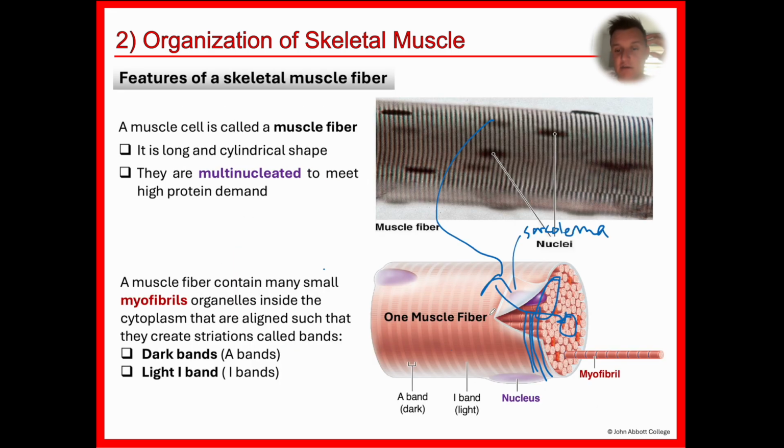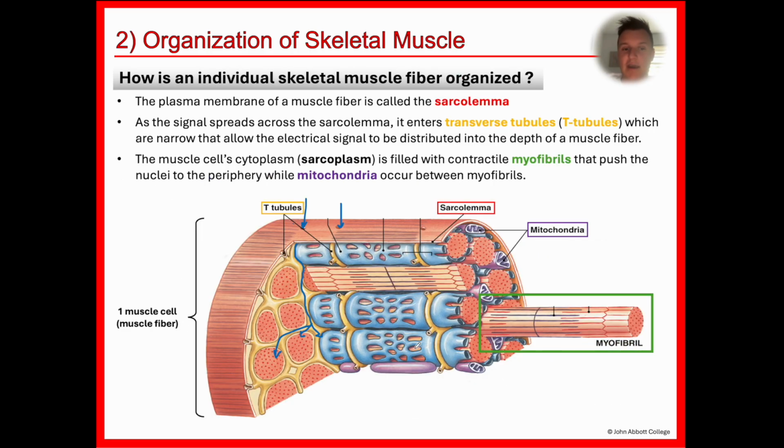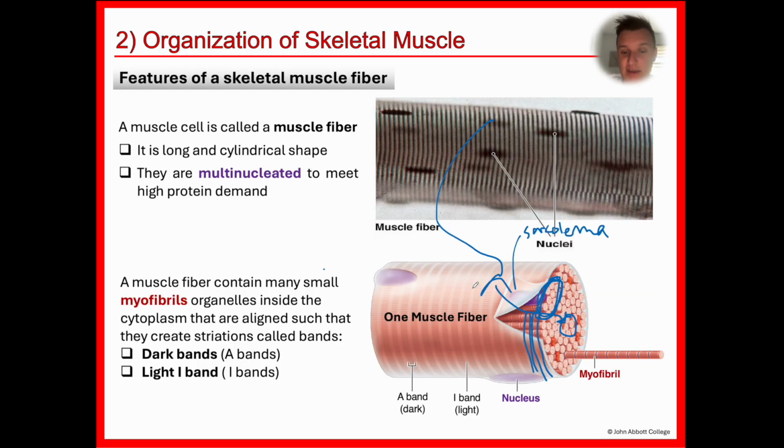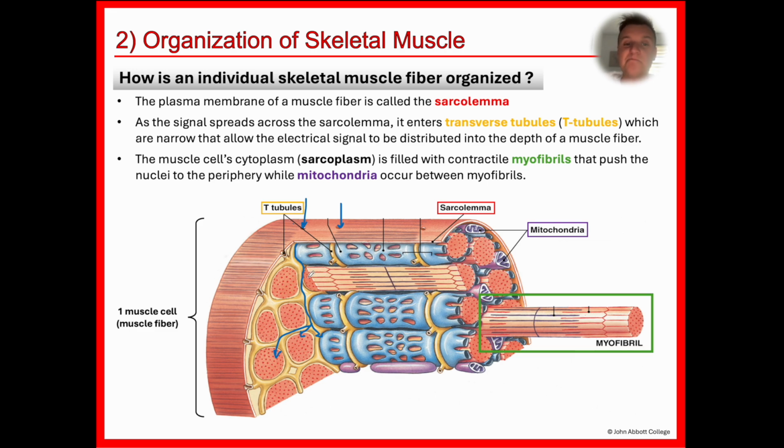Because if a neuron just came here and talked to these myofibrils, only these would contract and the other ones would stay put. It would actually spasm your muscle. So you want all of the muscle, the whole cylinder, to contract together, and that's why these T tubules are important. They traverse or transverse across the muscle fiber, right? They go deeper into the muscle fiber, and they can carry that electrical signal and distribute it to the depth of the muscle fibers, okay?